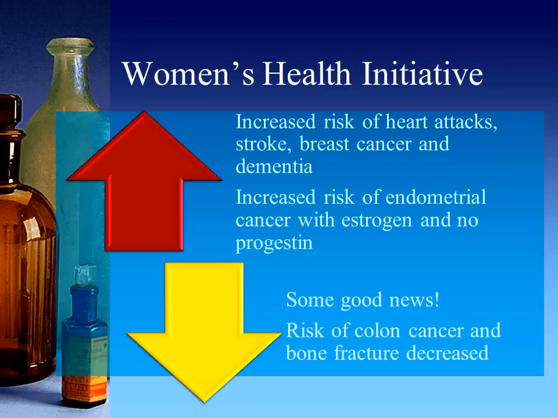What the study showed is that women who were taking a combination of estrogen and progesterone daily for at least 5 years had an increased risk of heart attacks, thromboembolisms, stroke, breast cancer, and dementia. And that would include things like Alzheimer's disease.